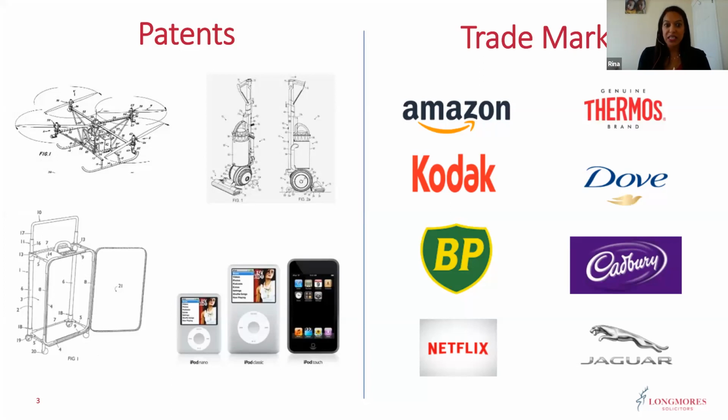Trademarks are used for brand identity, they basically distinguish between your goods and services compared to your competitors. They can be words or logos, as examples on the slide there. They can be slogans, they can be sounds, they can be colours, such as the Cadbury's purple, the BP green, which are registered. Protection lasts potentially forever. Trademarks are renewed every 10 years.